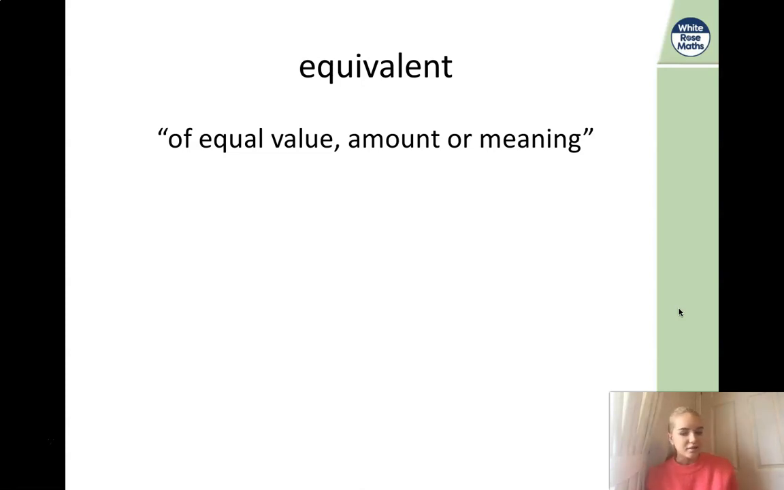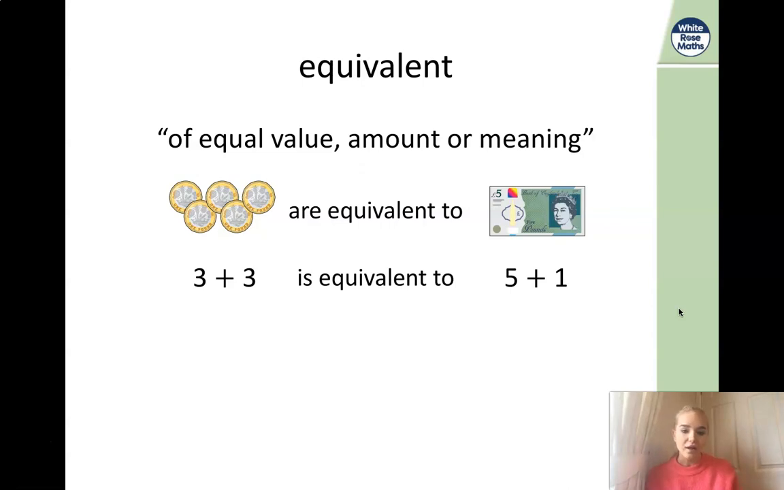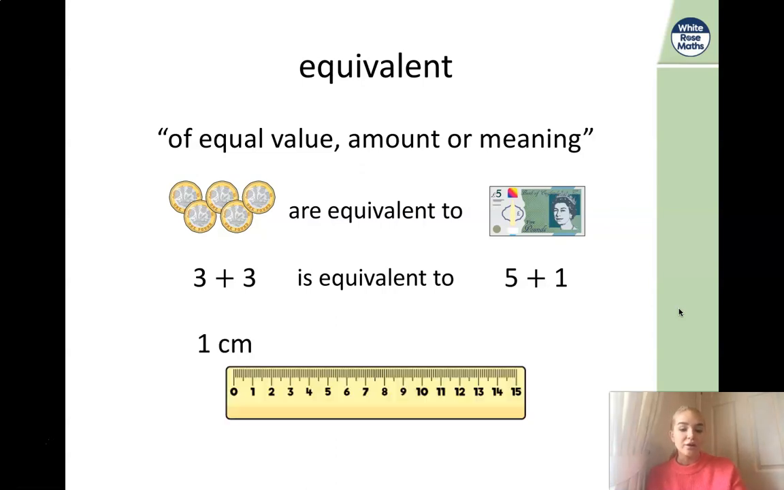And let's have a look at some examples to help this make sense. Now I could have 5 £1 coins. This is equivalent to one £5 note. They are worth the same. They have equal value. Another example, I could have 3 add 3, which is 6. Now this is equivalent to 5 add 1, because 5 add 1 is also 6. I could look at units of measurement. So I could look at 1 centimetre, which is equivalent to 10 millimetres.